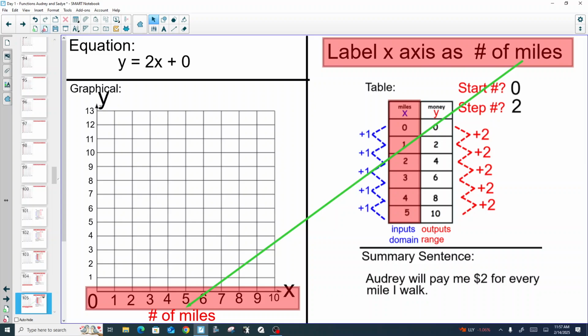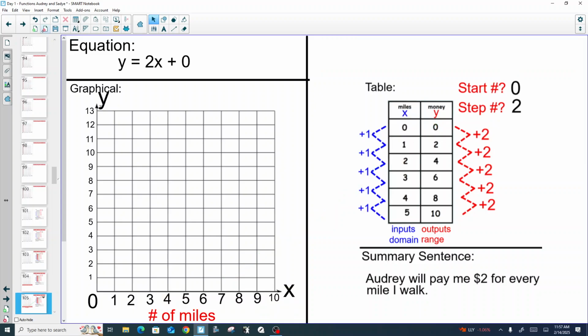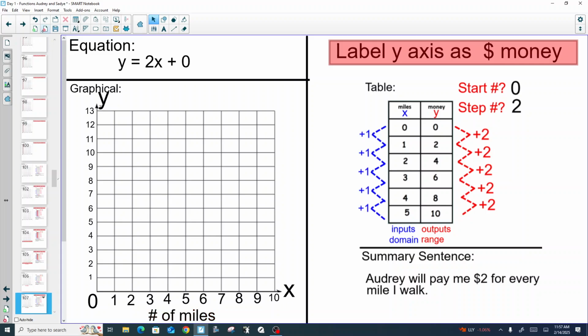Technically, you could just put miles. But do you understand that's what we're doing? We're looking at our XY table to get information about how to label this. Could somebody help me figure out how we should label the y-axis? Something with money, right? Since my y column is money, you can see it right there, we're going to come over to our y-axis and we're going to put money.